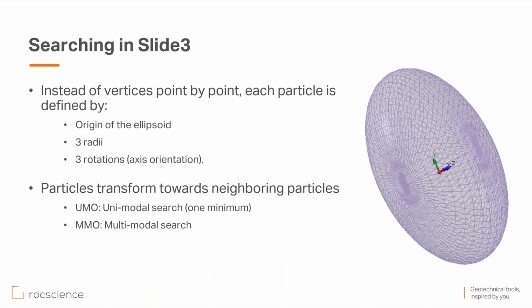To be very clear, an ellipsoid can be defined using an origin point in XYZ, then three radii in its principal axis directions, and then we rotate the principal axes using three angles. And just like in 2D, the particles are defined by these ellipsoids and they move towards each other, using either the unimodal search, which was the very first one, before we had MMO described. It'll just search for one minimum. So we'll call that the UMO for now, unimodal. And then of course, there's also the multimodal search option as well.